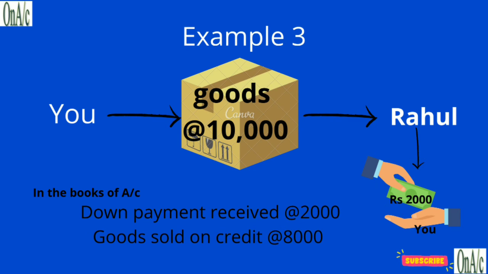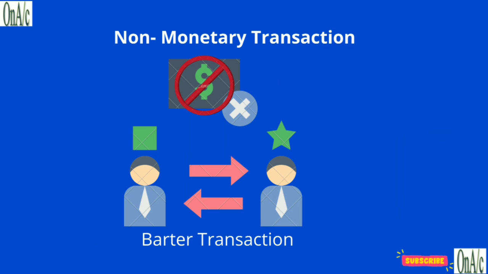In the above case, if he has made a part payment like 2,000, then still the transaction would be a credit transaction for the amount not received, that is 8,000. So the 2,000 will be received as an advance or down payment, and will be recorded as cash, whereas 8,000 would be recorded as a credit transaction. A transaction which does not require money to buy or sell things is called a non-monetary transaction.